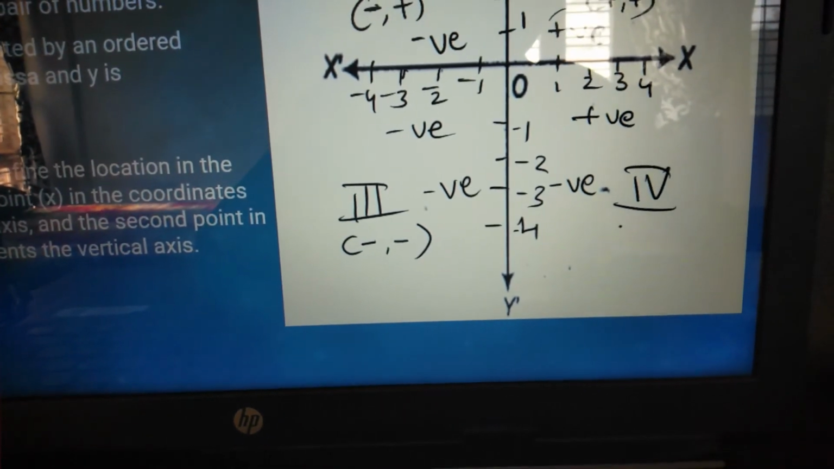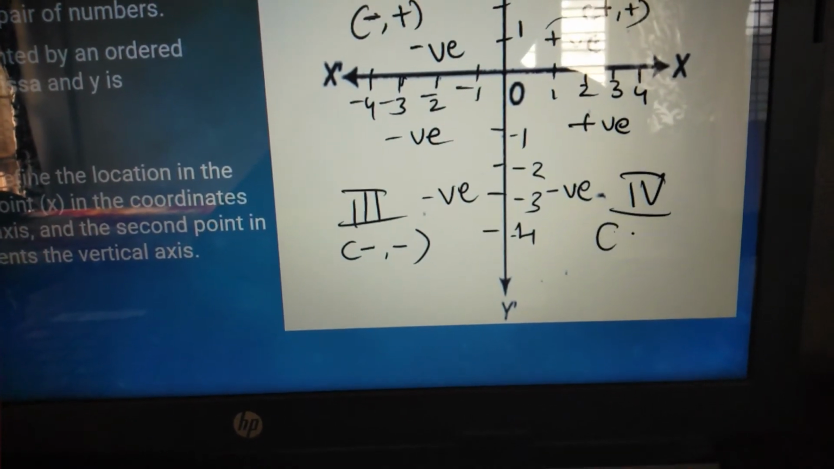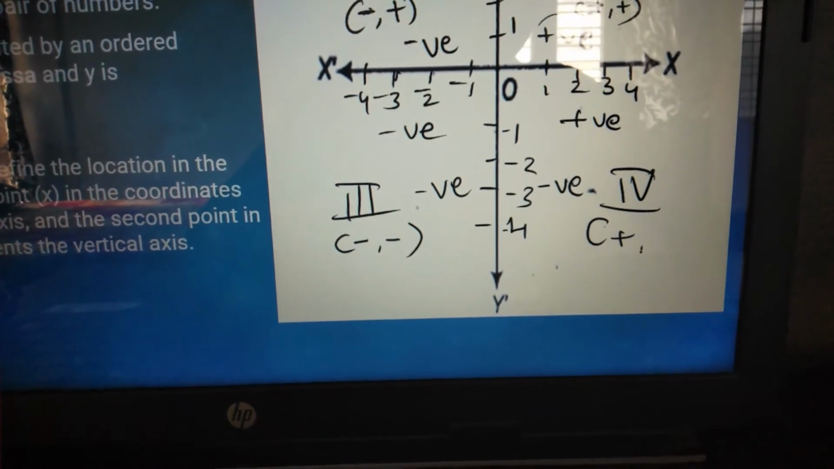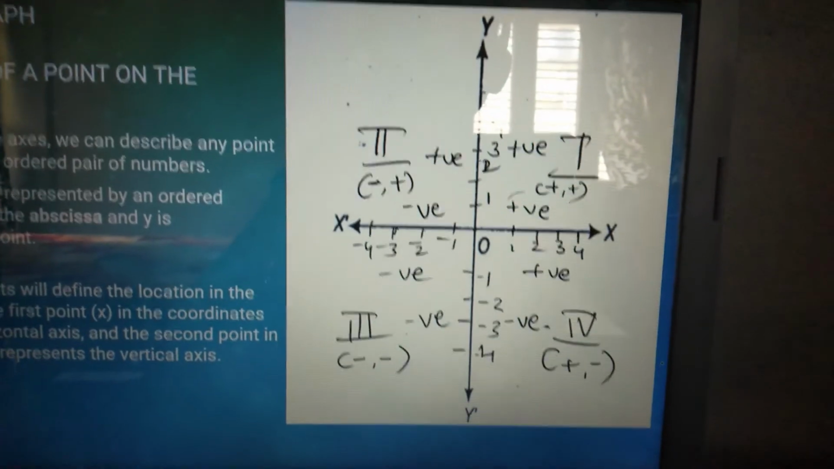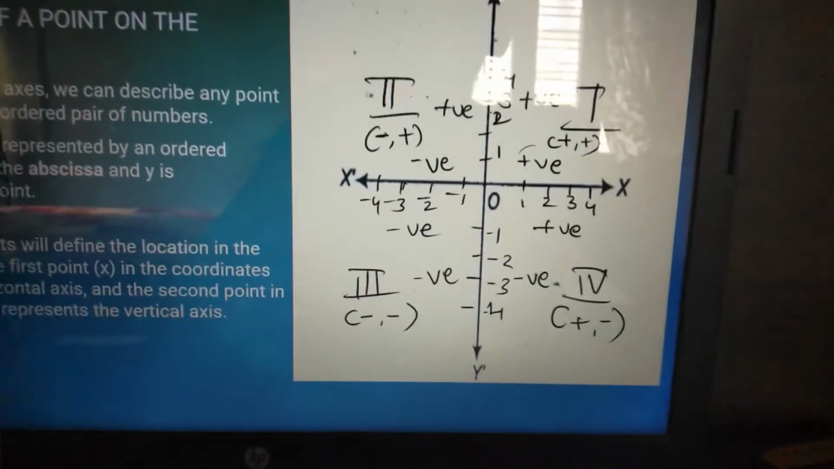And then for the fourth quadrant you can see x is positive and y is negative. Clear, simple way to plot these signs. I hope it is clear.